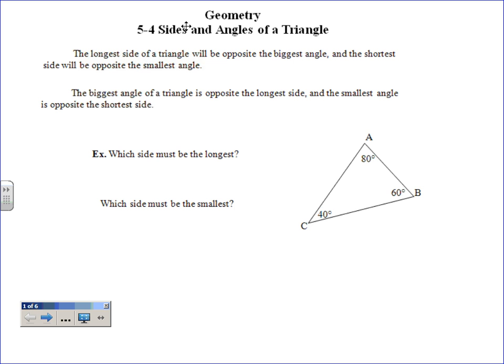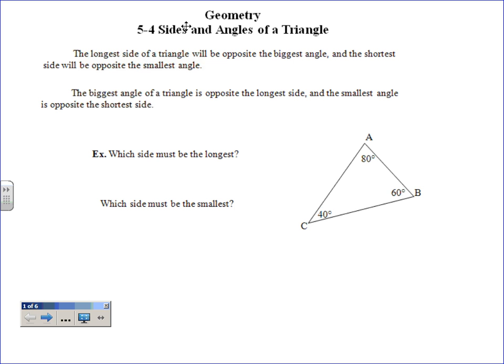Most of us know that the longest side of a triangle must be opposite the biggest angle. Okay, you probably know that. And the shortest side then must be opposite the smallest angle, and so the medium side must be opposite the medium angle. Nothing big there. And the converse of that is basically saying that the biggest angle must be opposite the longest side. It's just saying it backwards.